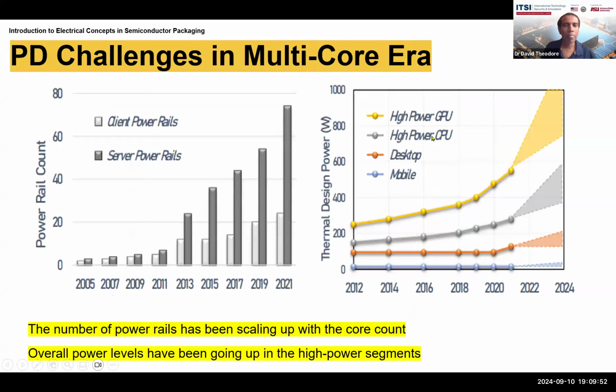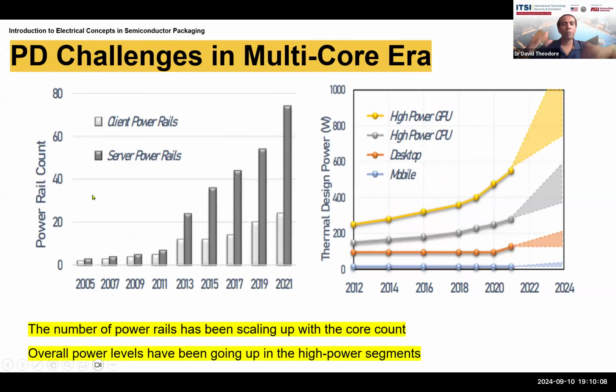Moving to the next slide. So there are power delivery challenges as we go to multiple cores. So here we're looking at a power rail, which is basically the bus. It's like a fat wire, like a metal line that's bringing power, current, and voltage, electrical energy to the chip.